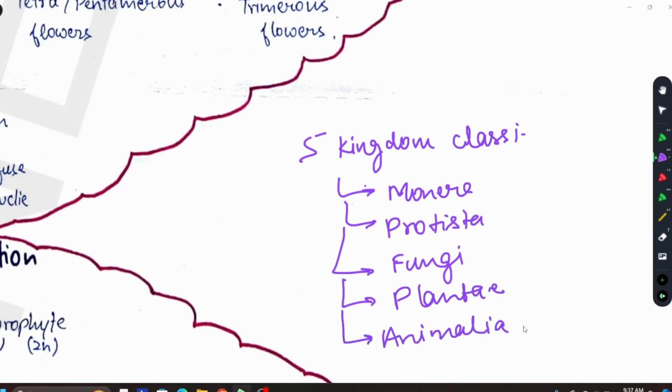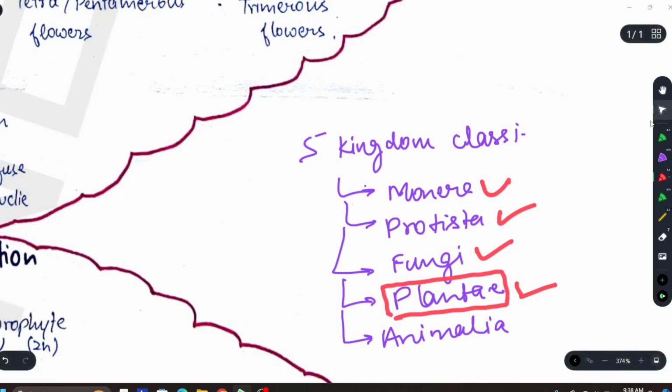Now out of these, Monera, Protista, and fungi are all in the biological classification chapter. So we have studied Monera, Protista, and fungi. We are currently studying kingdom Plantae. So this is the section of the five kingdom classification that today we are going to study, that is kingdom Plantae.